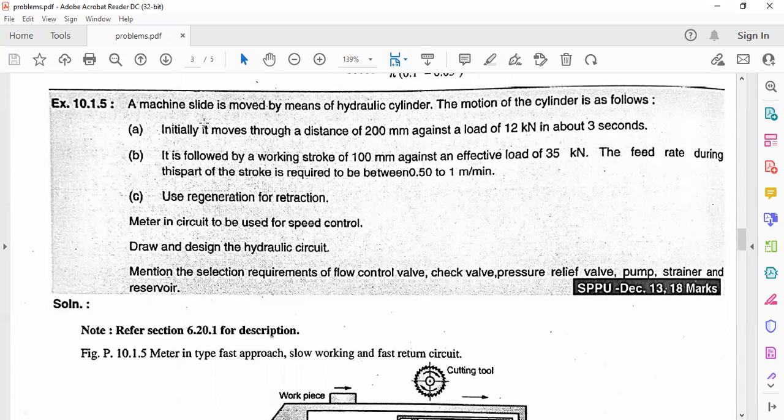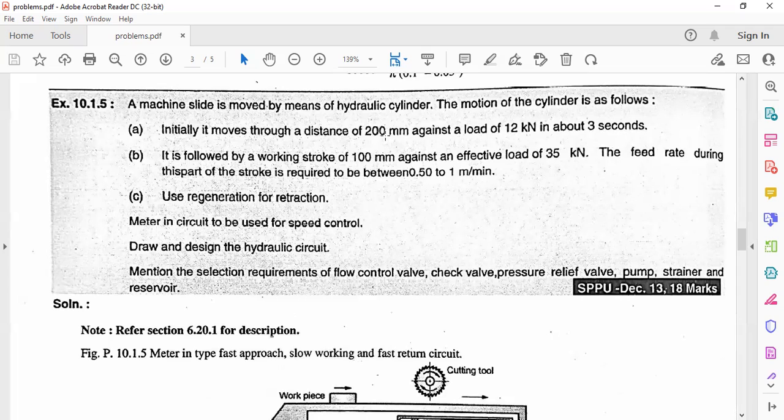So write down this numerical. A machine slide is moved by means of a hydraulic cylinder. The motion of the cylinder is as follows. First, initially it moves through a distance of 200 mm against a load of 12 kilonewton in about 3 seconds. B: It is followed by a working stroke of 100 mm against an effective load of 35 kilonewton. The feed rate during this part of the stroke is required to be between 0.50 and 1 meter per minute.